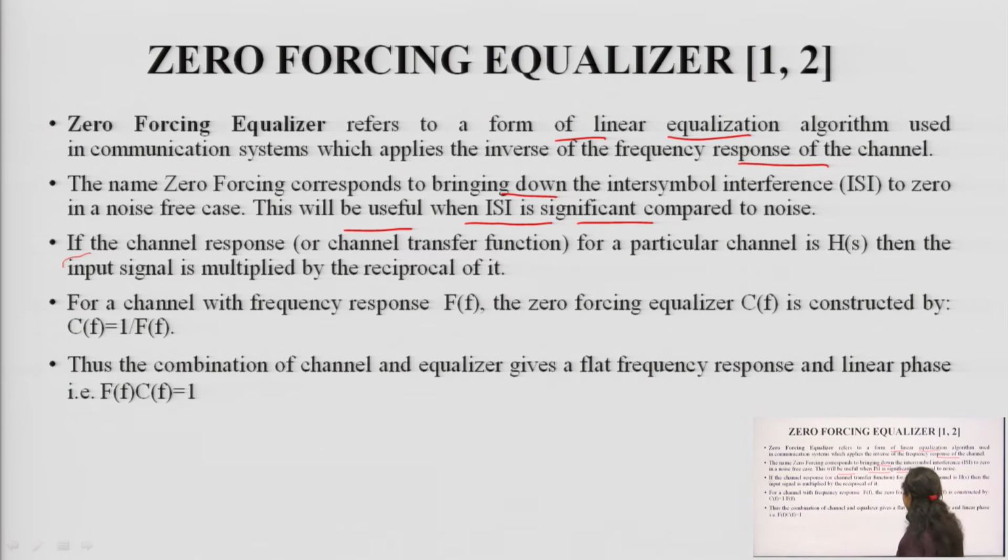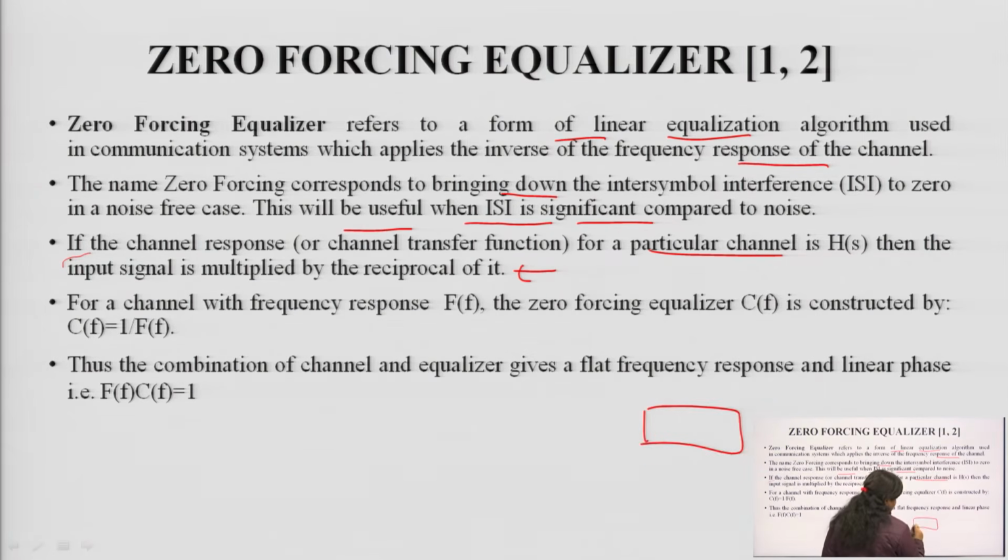If the channel response for a particular channel is H f, then the input signal is multiplied by the reciprocal of it, which shows how we select the zero forcing value. Like this is H f, this is X f, this is Y f.